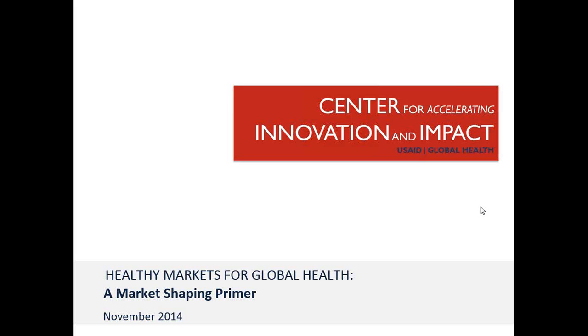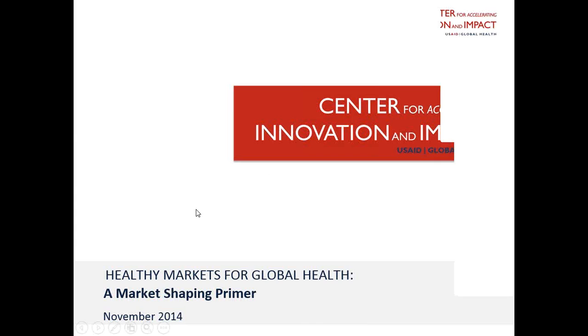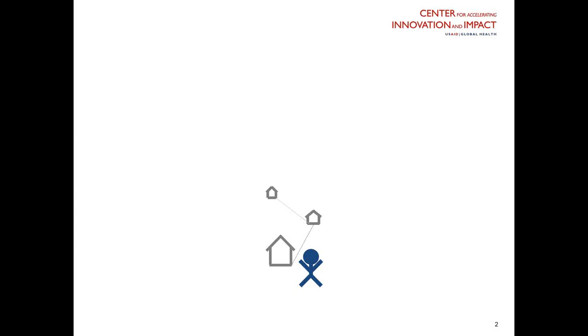You should see the cover slide, Healthy Markets for Global Health, Market Shaping Primer first. What I wanted to do is provide some context around what we're thinking about for the overall goal for market shaping. From this next slide, the focus of all of these approaches is reaching that end user and increasing uptake of really important health commodities like family planning products, and making sure they're available and accessible to that end user.